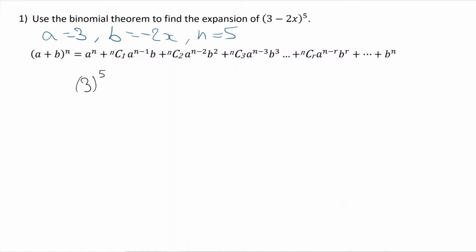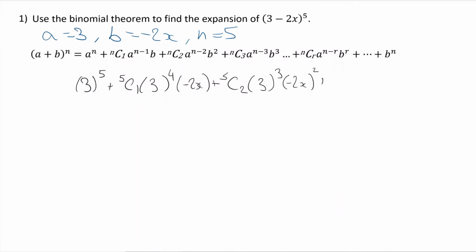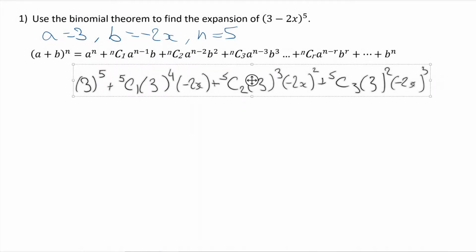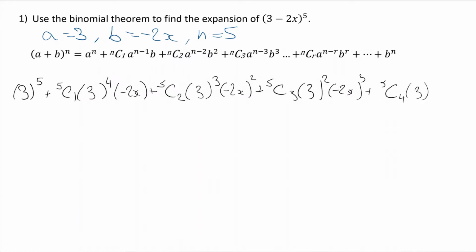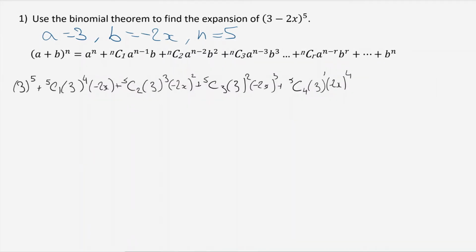Plugging in all the necessary numbers into the equation, we start out by first getting 3 to the power of 5 plus 5C1 multiplied by 3 to the 4 times minus 2x plus 5C2 multiplied by 3 cubed, then multiplying by (minus 2x) squared. Adding on to that, we have for the next term 5C3 times 3 squared times (minus 2x) cubed, plus for the next term we've got 5C4 multiplied by 3 to the 1 times (minus 2x) to the power of 4. And then adding on lastly, we have 5C5 times 3 to the 0 times (minus 2x) to the power of 5. And that's probably the hardest part of this kind of question.